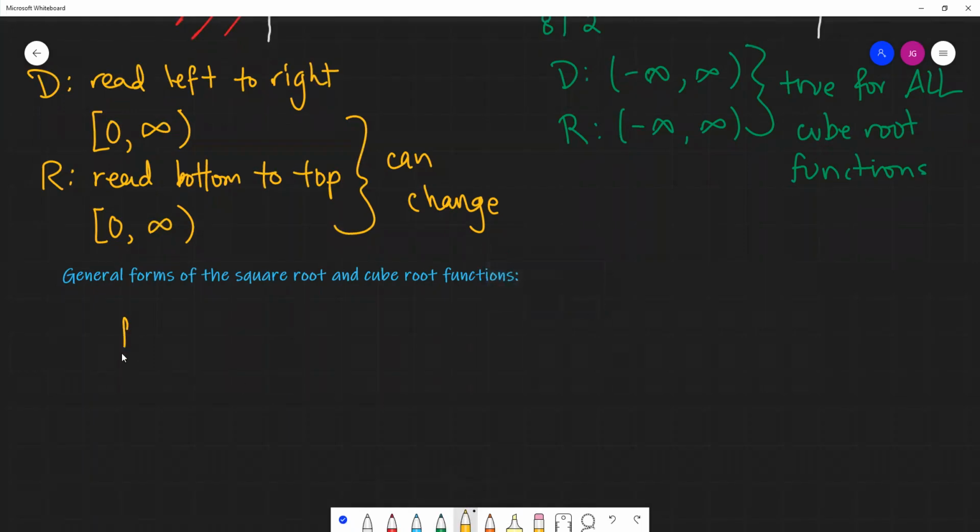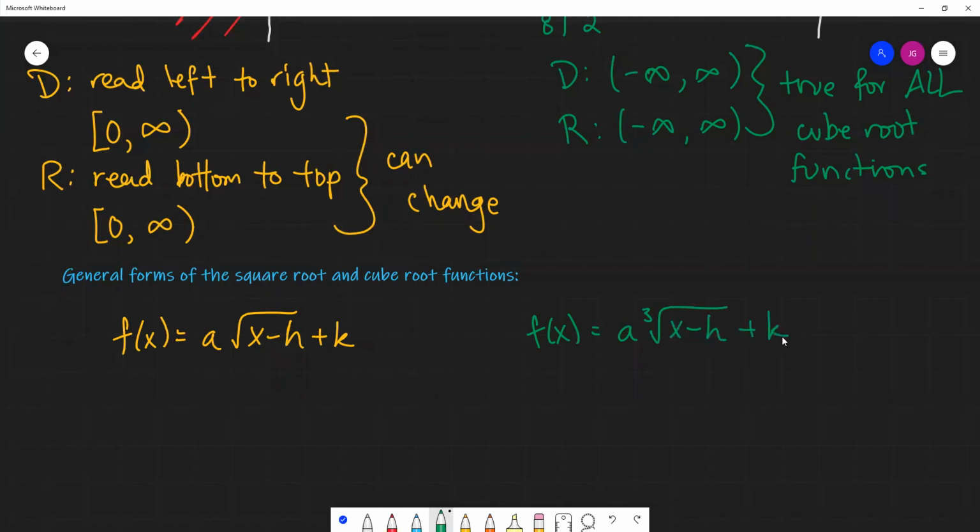So for a square root, f of x is equal to a square root of x minus h plus k. Maybe that sounds familiar to you. And then for the cube root, same idea, a cube root of x minus h plus k. We've seen this h and k step before with the vertex form of a parabola, a times x minus h squared plus k. And for rational functions too, a over x minus h plus k. The simple rational functions.